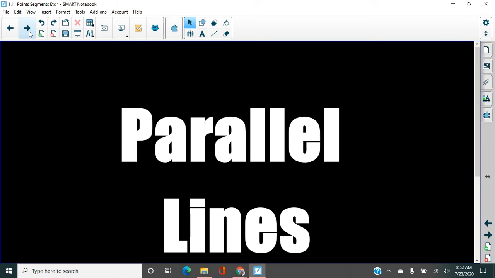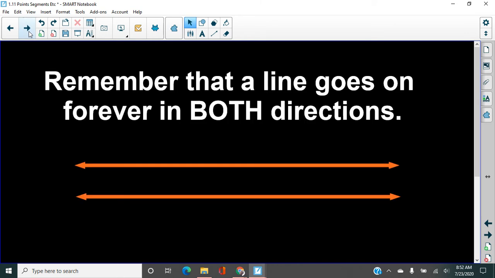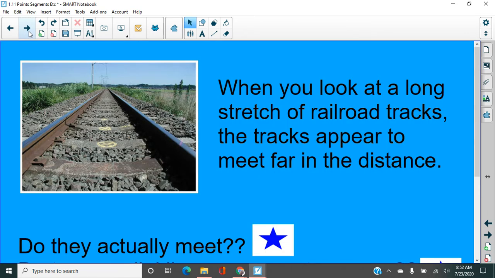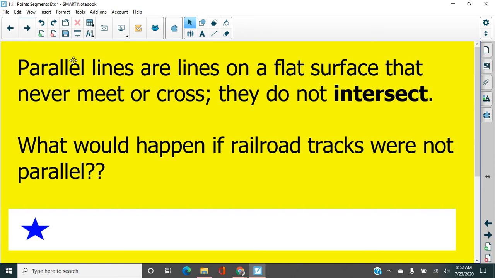Let's do parallel also. Parallel you've probably heard of before. Parallel, in this case, are lines that go on forever in both directions. You can also have parallel line segments or parallel rays. When you look at a long stretch of railroad tracks, the tracks appear to meet far in the distance, but they never do, right? Do they actually meet? No, because they're parallel. If they weren't parallel, the train would crash. Right? Parallel lines are lines on a flat surface that never meet or cross.